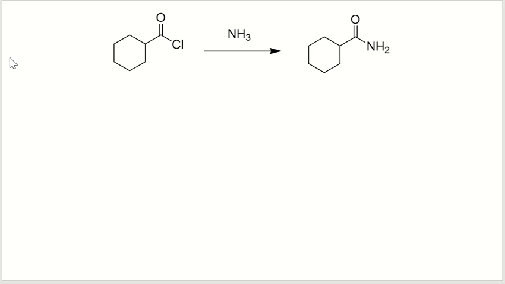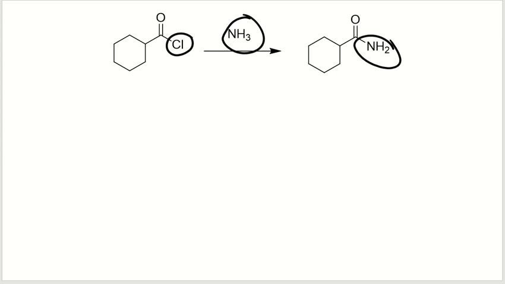In this video, I'm going to show you how we do the mechanism for an amide formation from an acid chloride. Now keep in mind that we have a chlorine here and we're adding a nitrogen in the form of an amine, or in this case, an ammonia. When the reaction happens, we're replacing the chlorine with the nitrogen.